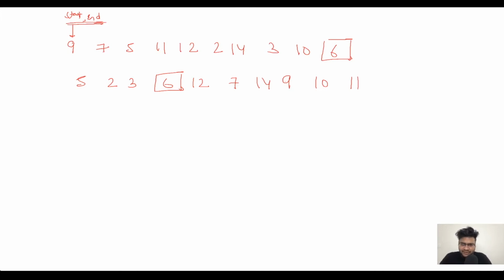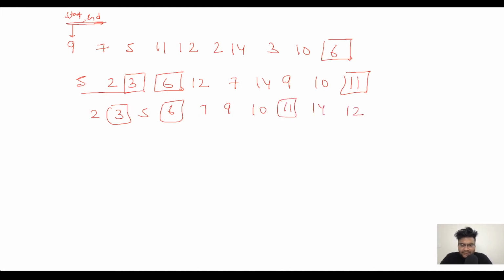So once we do this around 6, we'll have two different problems, one here and one here. Again, I will take this 3 as pivot and this 11 as pivot and arrange the numbers again. So the numbers will become 2, 3, 5, where 3 is again a pivot, and 6 is already a pivot. Here I will have 6, 9, 10 and 11 as pivot, and then 14 and 12. So I will have 2, 3, 5.